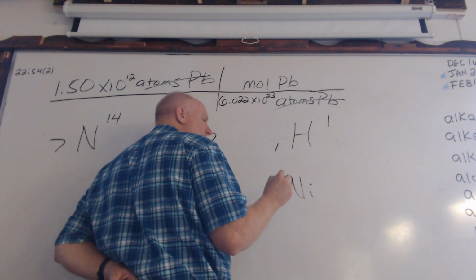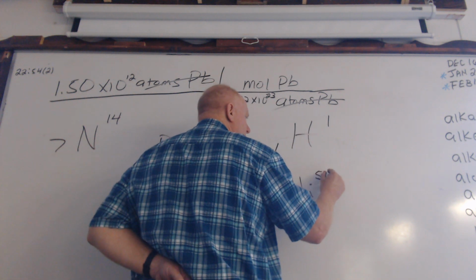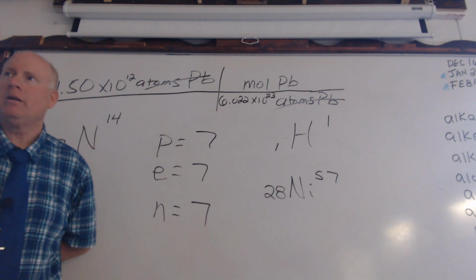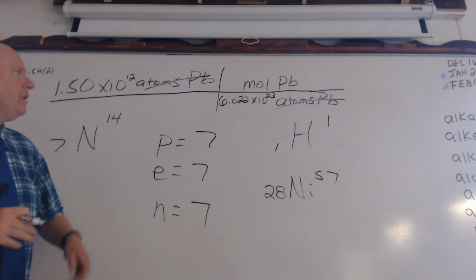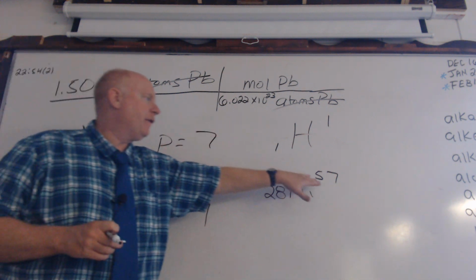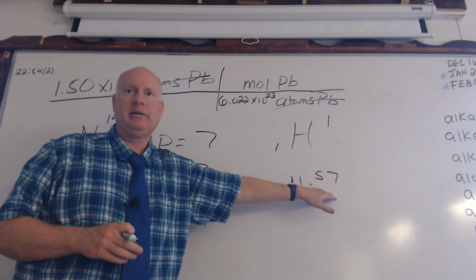So what is nickel's atomic mass? 58.69. You can't have a partial neutron. So when we start talking about these moles and masses, it's coming from the number of neutrons and protons that are actually in the nucleus.